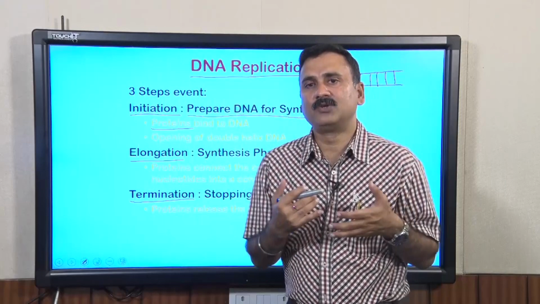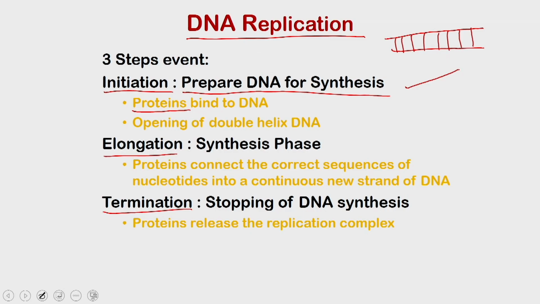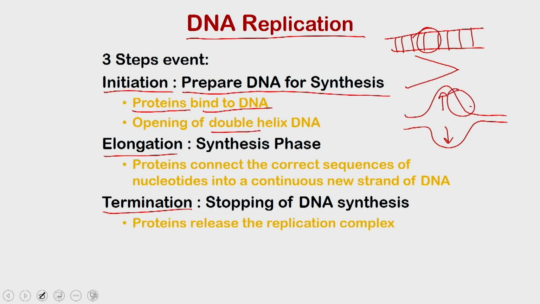This hydrogen bonding has to be broken so that you see the opening of the DNA. These proteins go and bind to the DNA, and in the next step they open the DNA so that the DNA sequence is accessible for synthesis. You can imagine that these proteins bind to the DNA and then pull it apart, and that is how this particular stretch becomes available for synthesis.